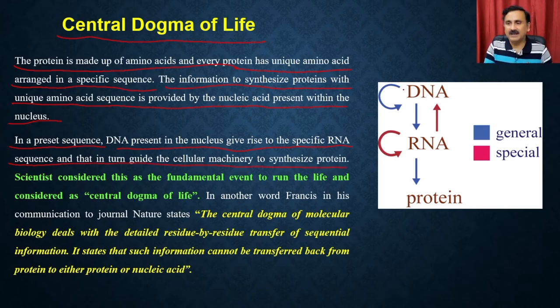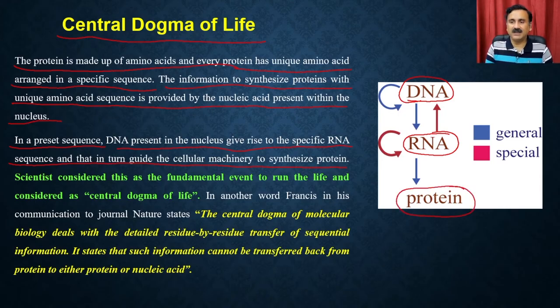So what will happen is that the DNA, whether it is present in the nucleus or in the cytosol, like in the case of a prokaryotic cell, is going to synthesize the RNA. This RNA is going to have the sequence information to synthesize the different types of amino acids, and then these amino acids are going to combine to give you the specific proteins.